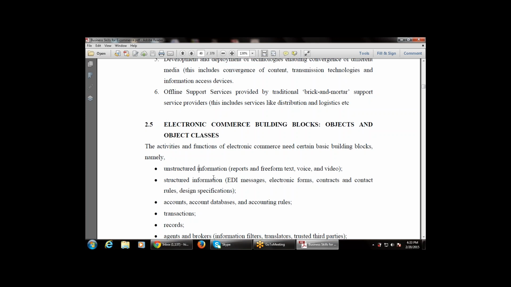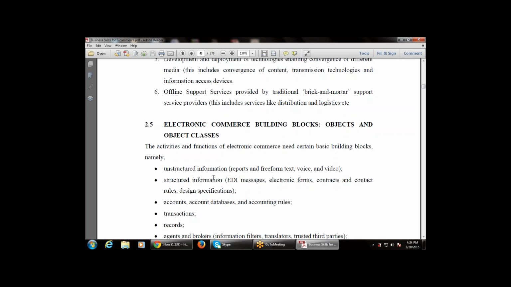The first one is unstructured information, that is information that is not in a proper sequence, for example reports, free-form text, voice, video, etc. Next is structured information, where there must be proper information, for example electronic forms, EDI, the electronic data interchange form, messages, contracts, rules, design specifications, etc. The third one is account databases and accounting rules, that is, there must be proper accounting rules, accounting procedures and accounting databases.